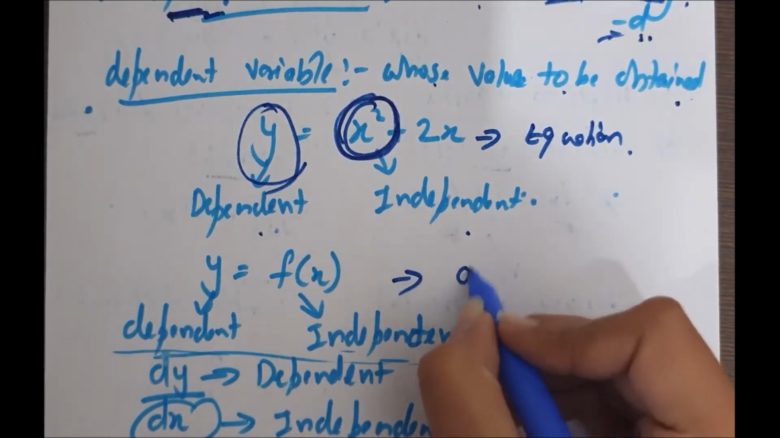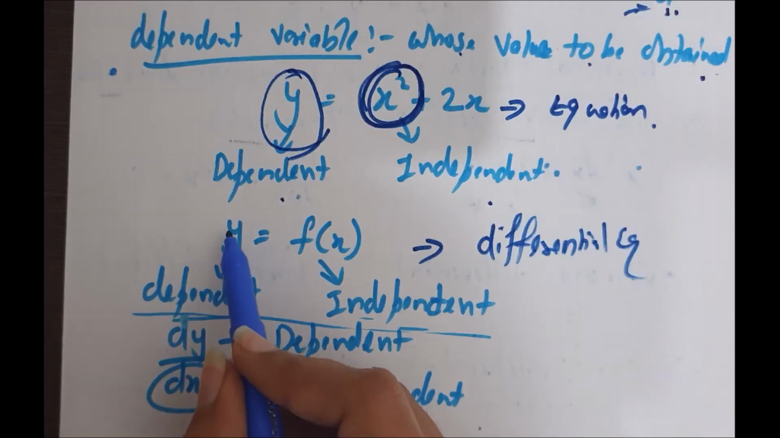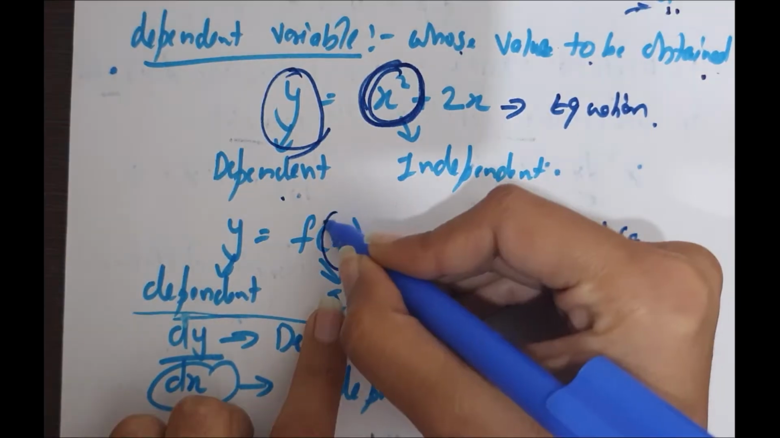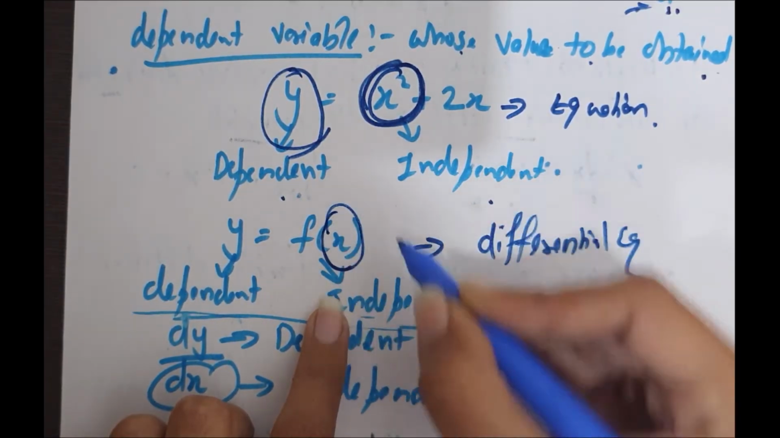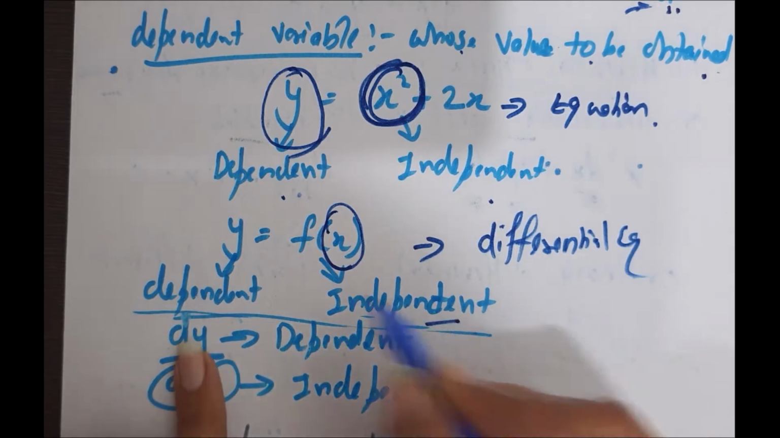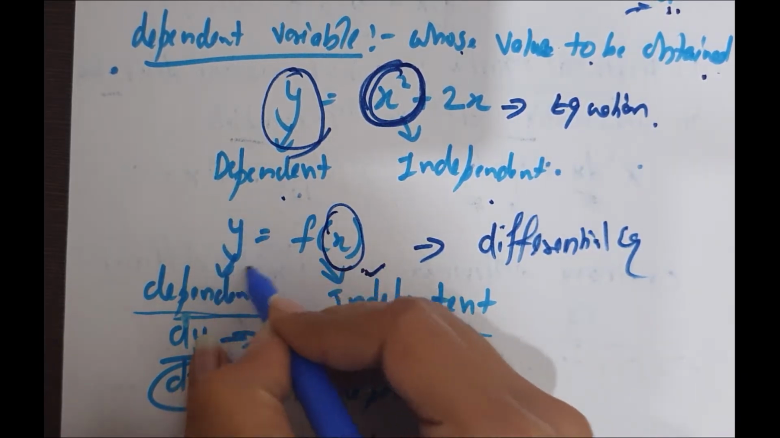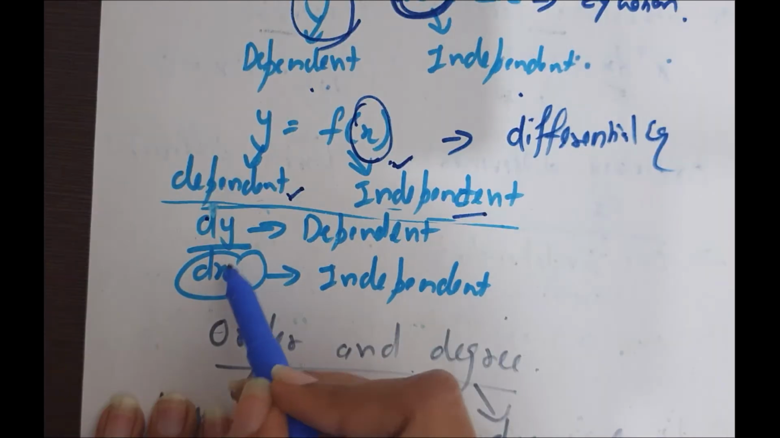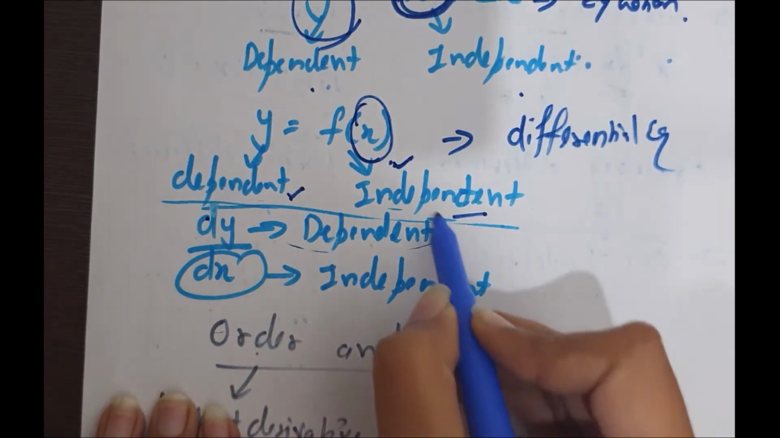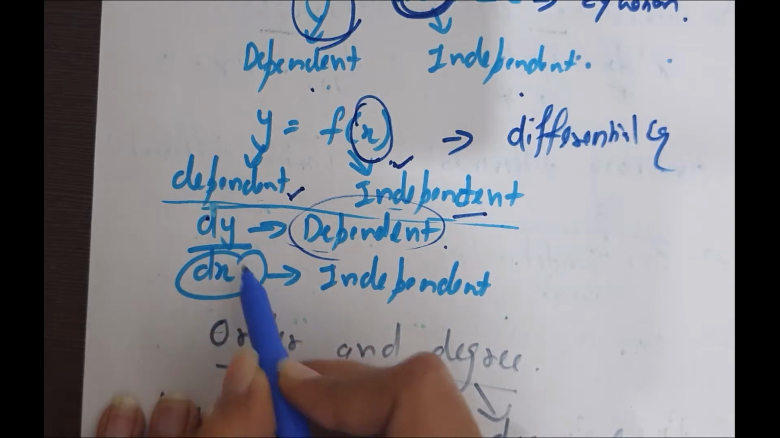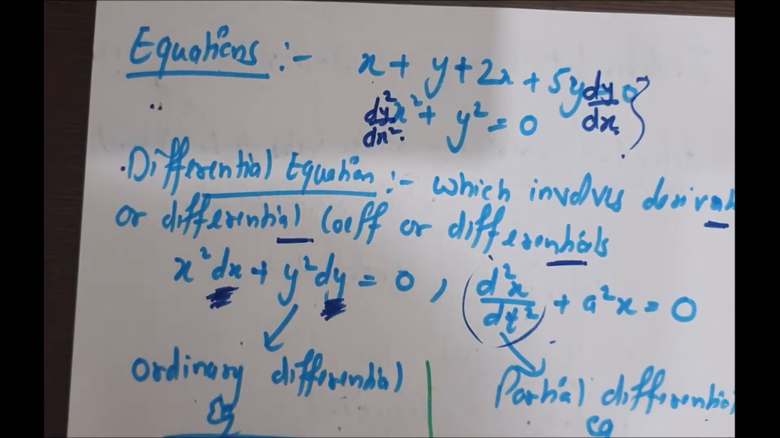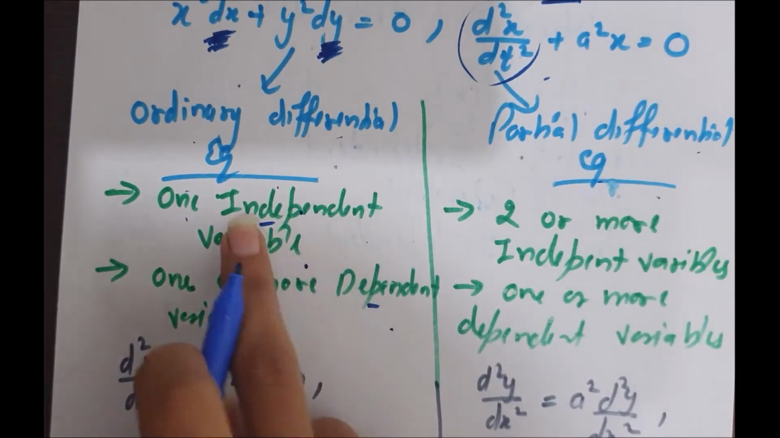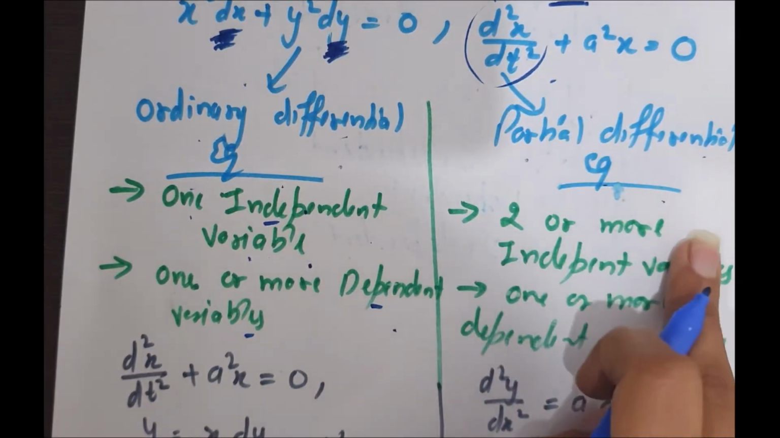In differential equations, y is a function of x. So here also the x value is assigned, so it is the independent variable. If we vary x, then the y value also gets varied. So y is called a dependent variable. So with this dy by dx, y is dependent, x is independent. Now classification of differential equations, that is ordinary differential equation and partial differential equation.